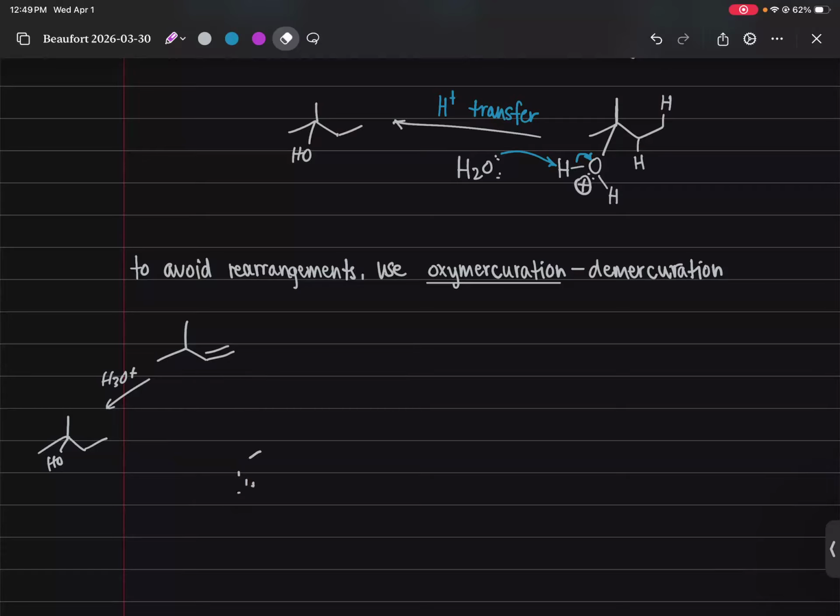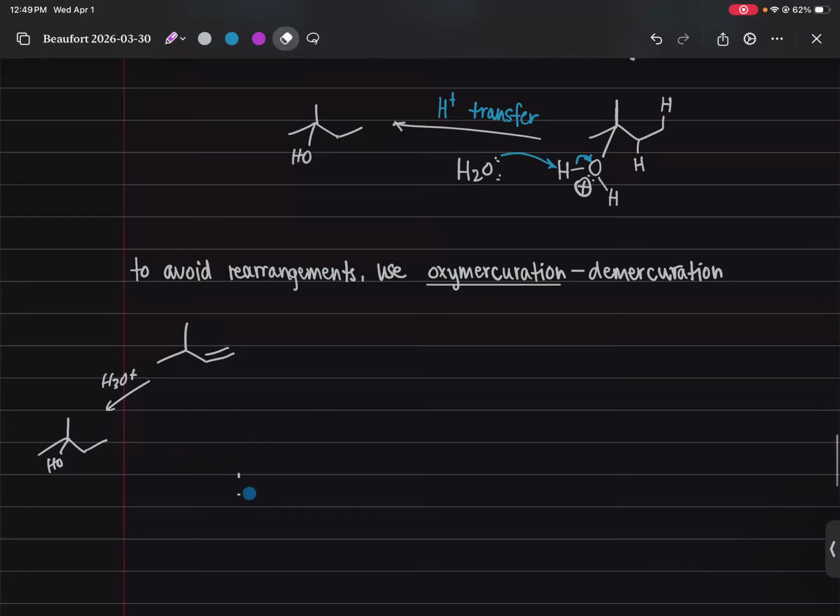Oh, I have my segmented eraser. There we go. Okay, so for oxymercuration, demercuration, it's really two steps, but we write them together usually.